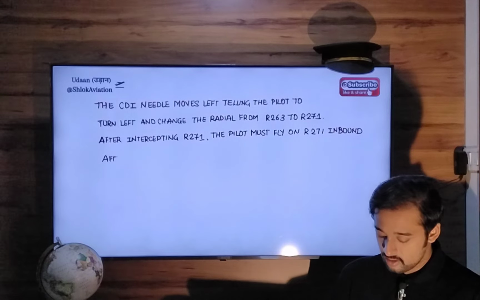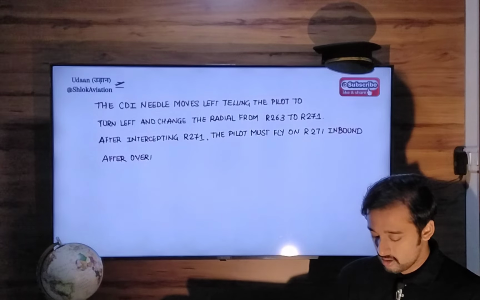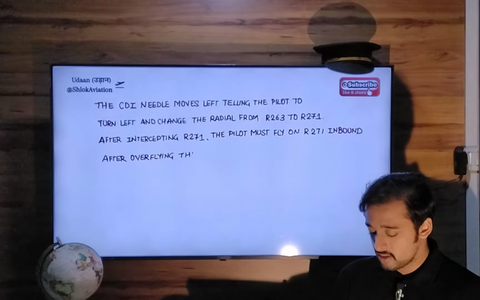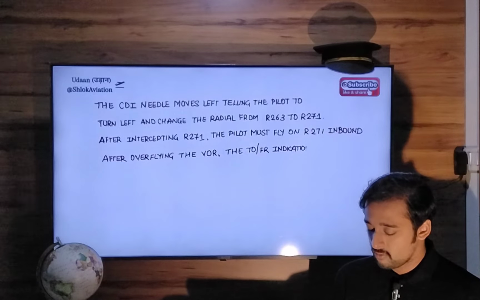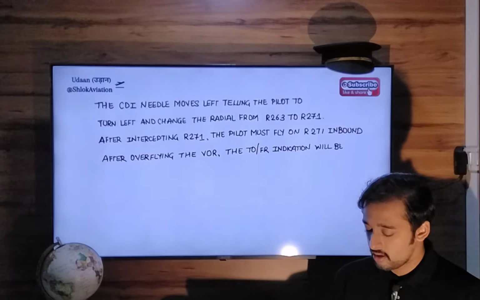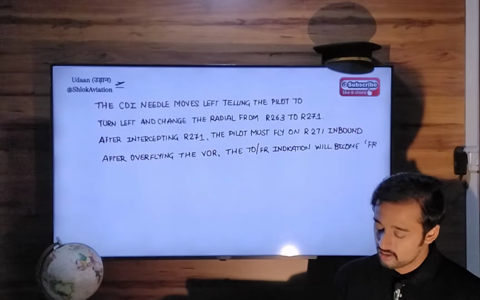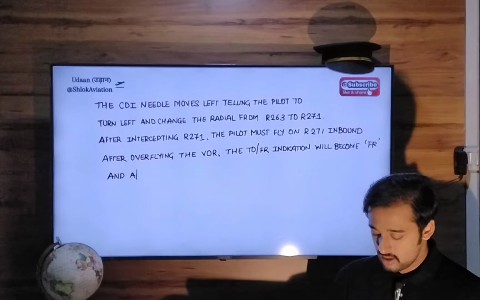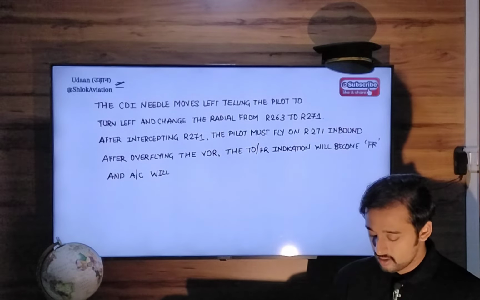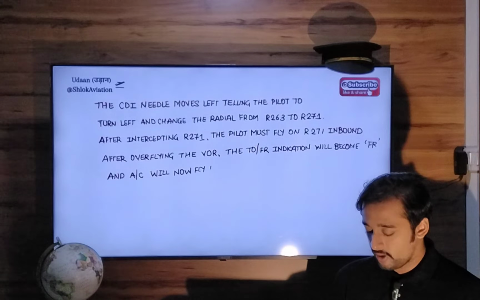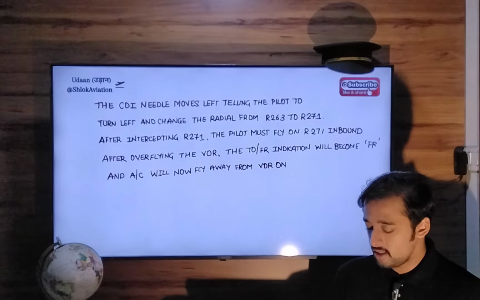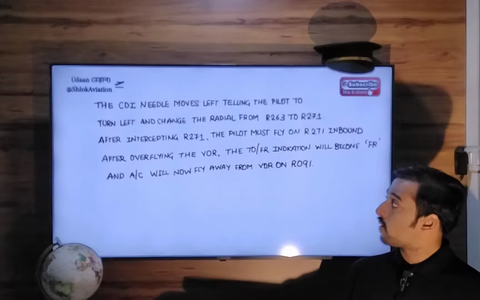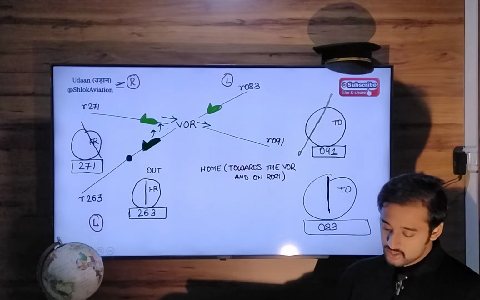After overflying the VOR, the TO and FROM indication will become FROM, and the aircraft will now fly away from the VOR on radial 091. Okay, so this is how you do this.